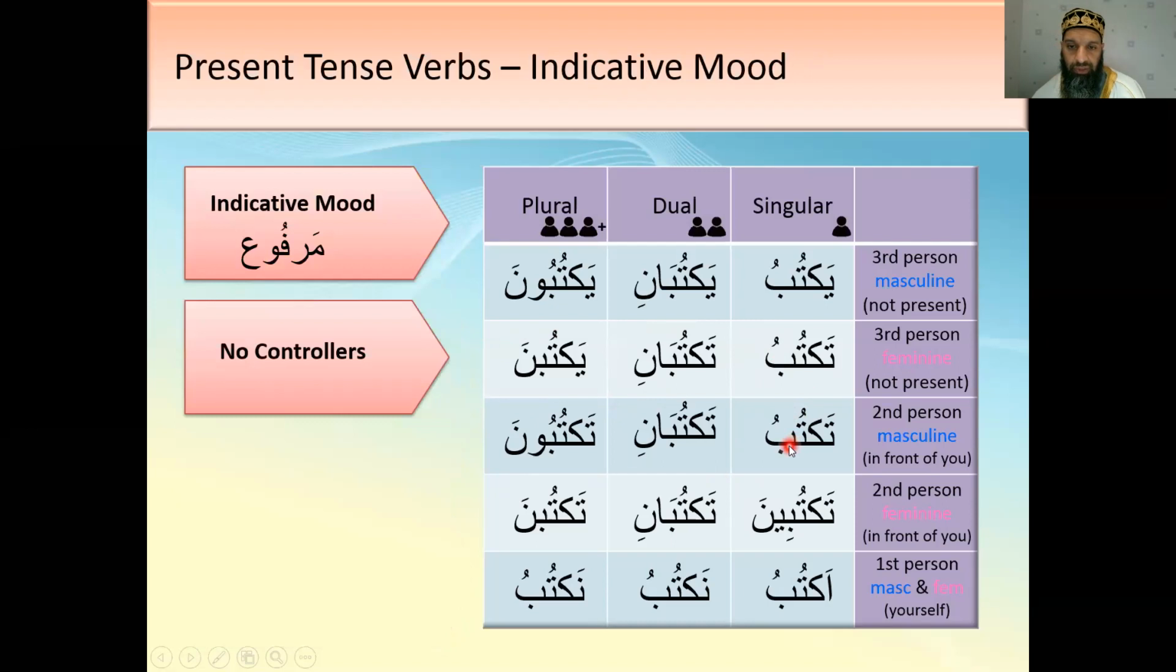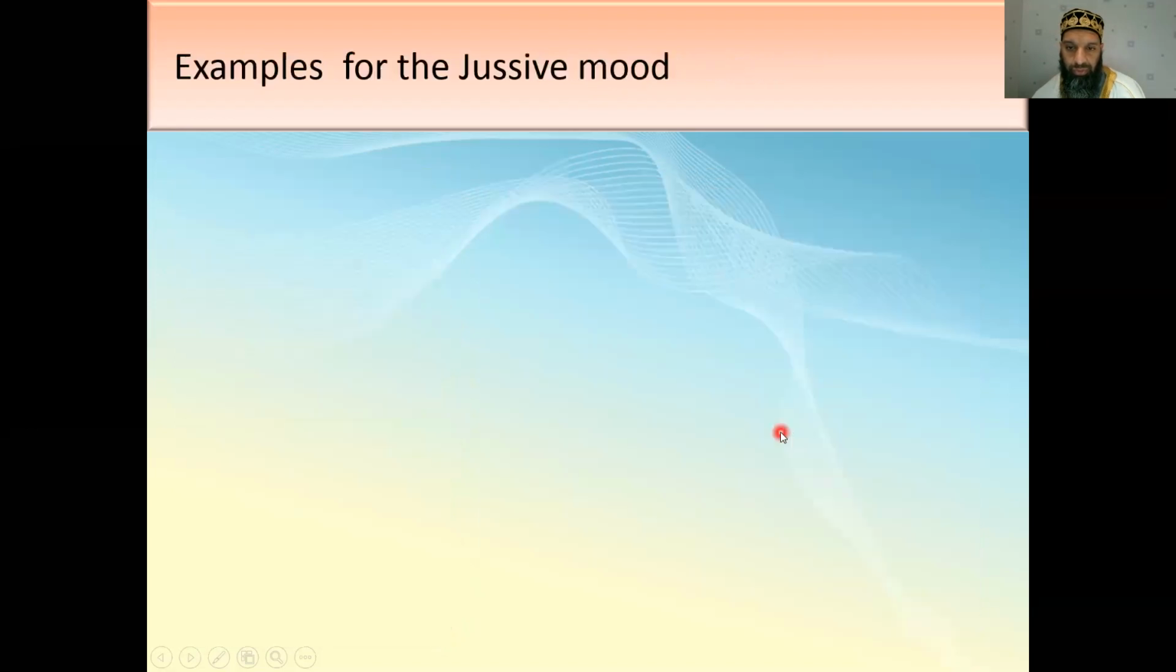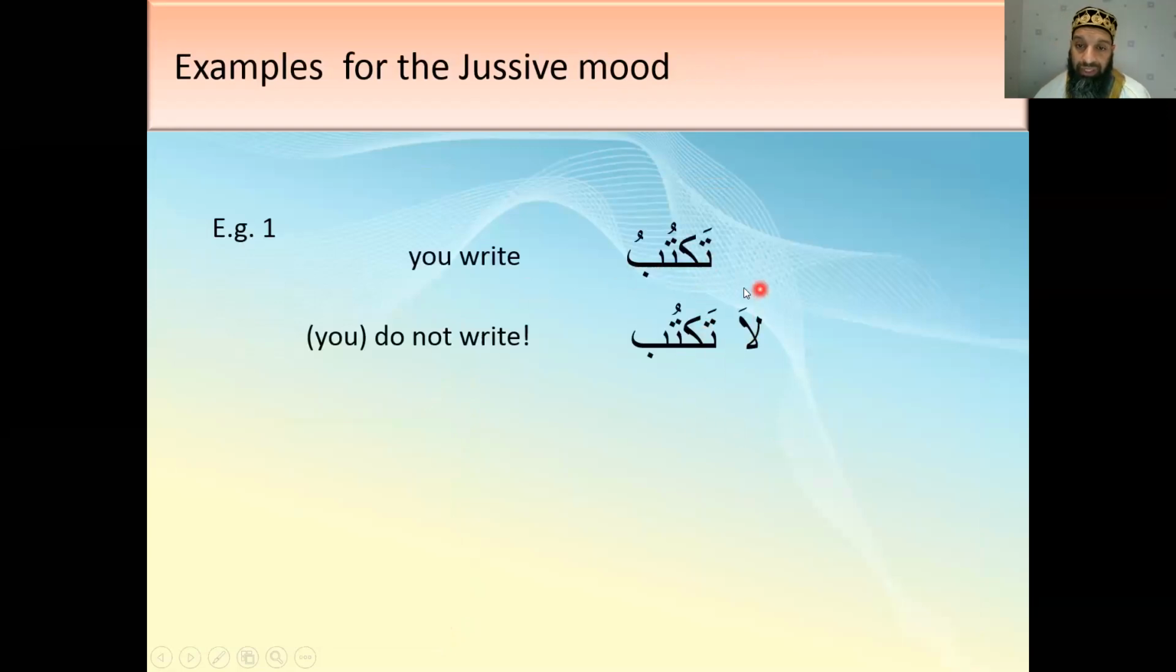So we did this. There's a marfu one, mansub. Right, done. So, taktubu, you write. When you get a la in front of it, then it's la taktub. It's not going to be la taktubu, it's going to be la taktub.